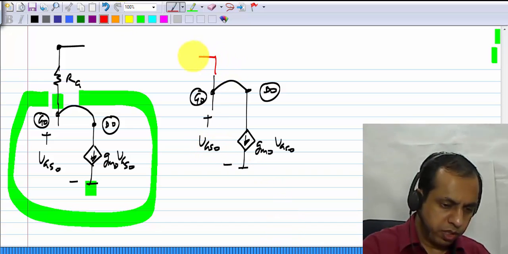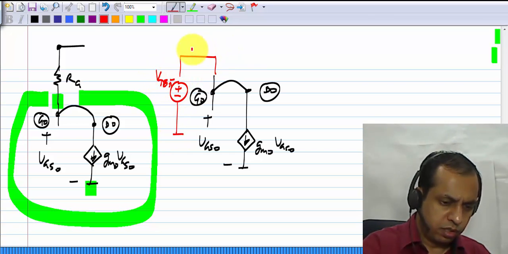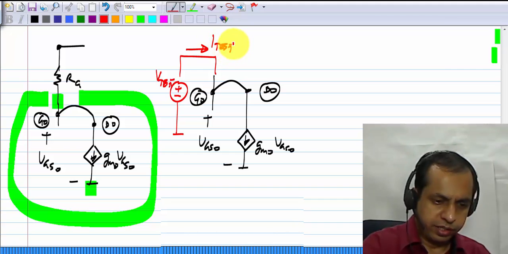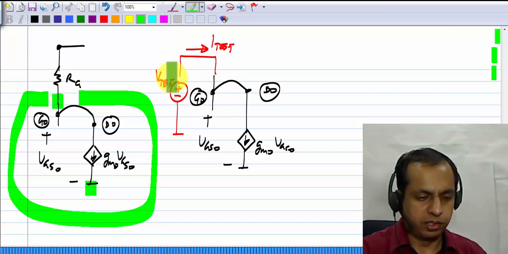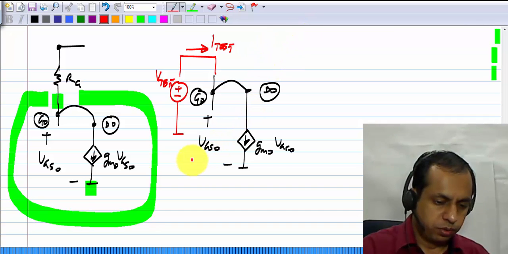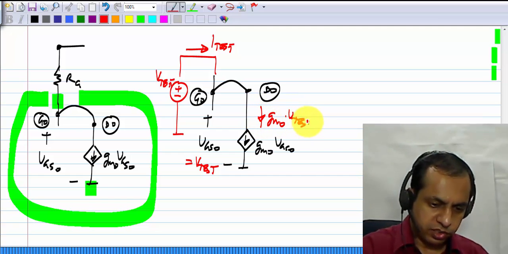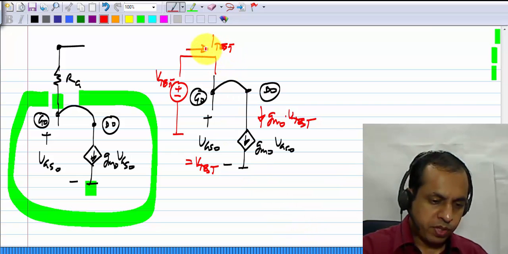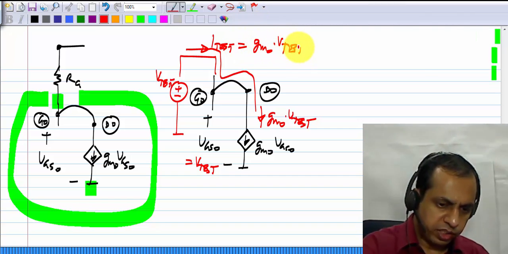So now let me apply a test voltage here, V test, and find the current flowing, I test. What is it? Extremely easy to analyze. This V test itself is VGS0, right? So VGS0 equals V test. So this current here is GM0 times V test. So this I test consists of only this current. So I test will be GM0 times V test.